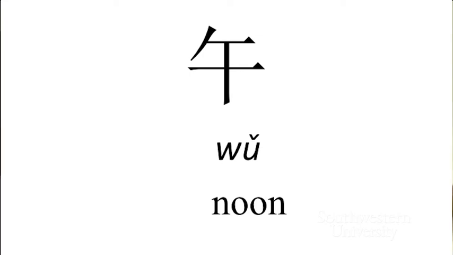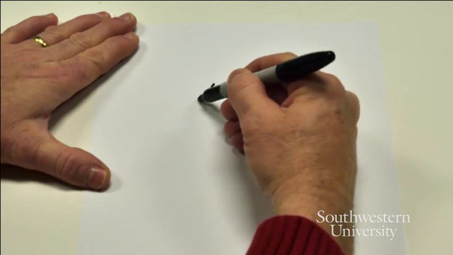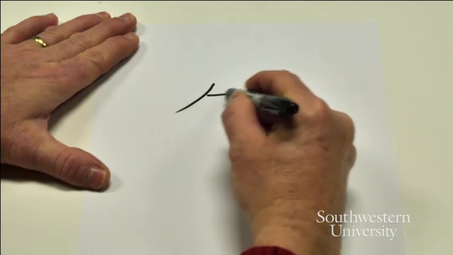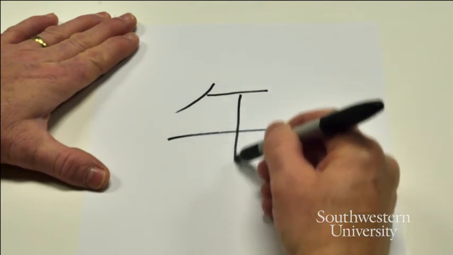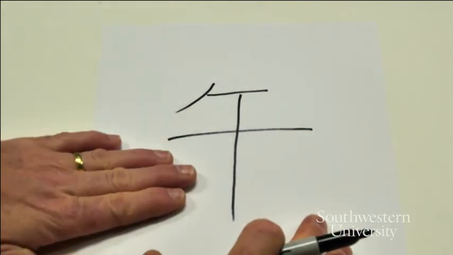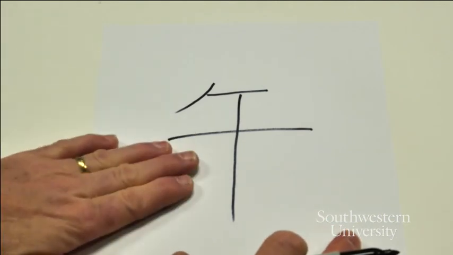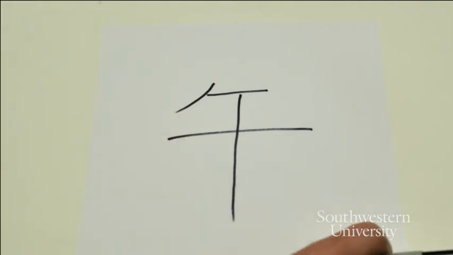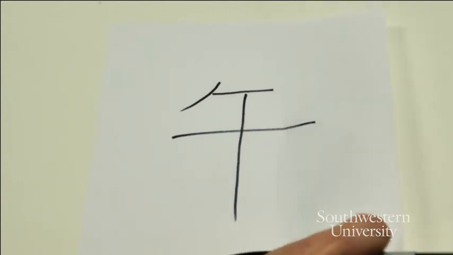U means noon, and it is just a component in itself. Pierre, Hung, Shu. So this is another one of those counting characters. This would be the character that counted the noon hour when the sun was straight up.